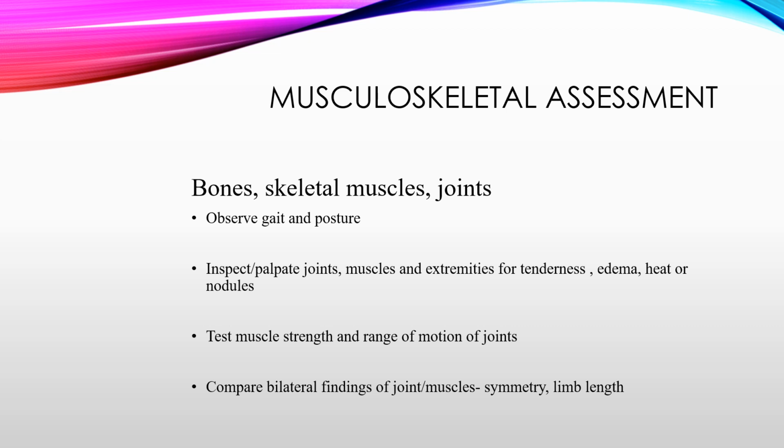We also inspect and palpate joints. We palpate those joints for any pain, tenderness, swelling. That's very important, and we're going to compare one side to the other to see if there's any difference. We're also looking for muscle strength. Again, you're always comparing both extremities at the same time. And we're also looking for any limb length or symmetry.